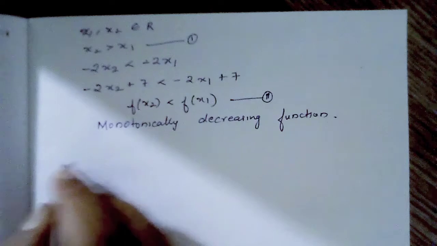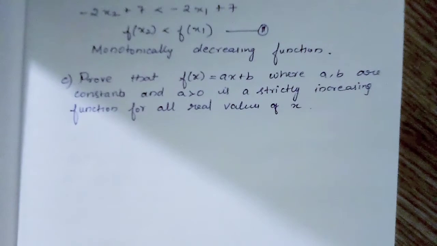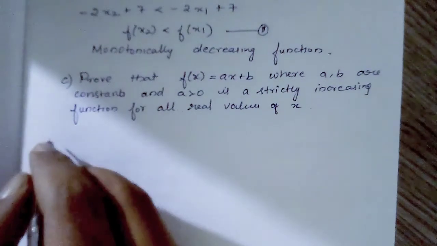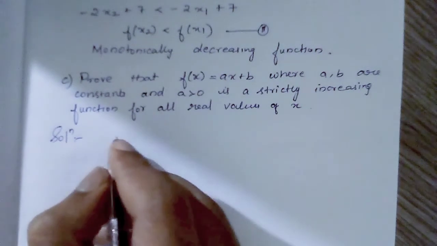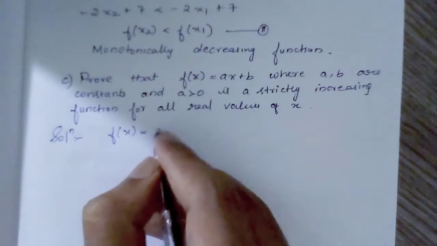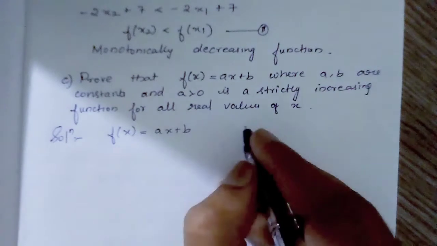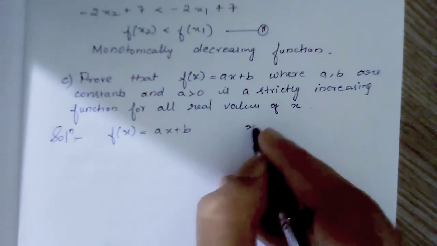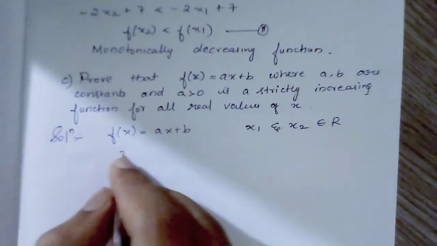Okay, now let us move to part C. Prove that f of x equals ax plus b where a, b are constants and a is greater than 0 is a strictly increasing function for all values of x. So let us move to the solution for this problem. It is given that f of x is equal to ax plus b. Let us consider the values of x as x1 and x2 which is a member of R, and let's say x2 is greater than x1.